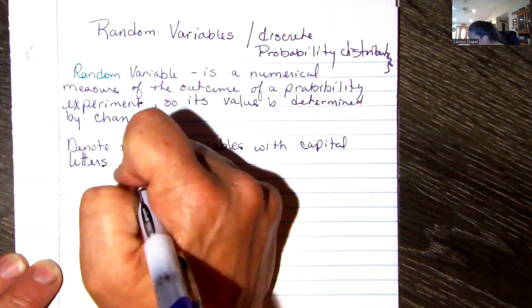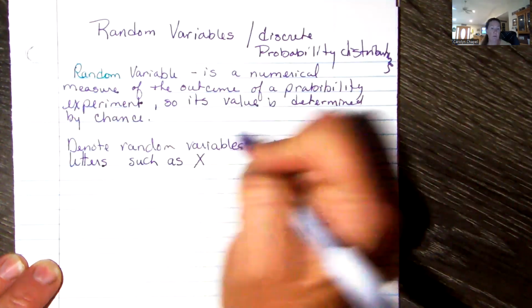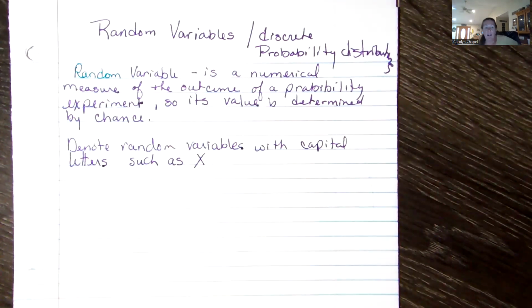Letters such as, we could use an X, a Y, Z, P, whatever letters we like to use. A lot of times mathematicians and statisticians like to use the letter X. So we like that to be our random variable.